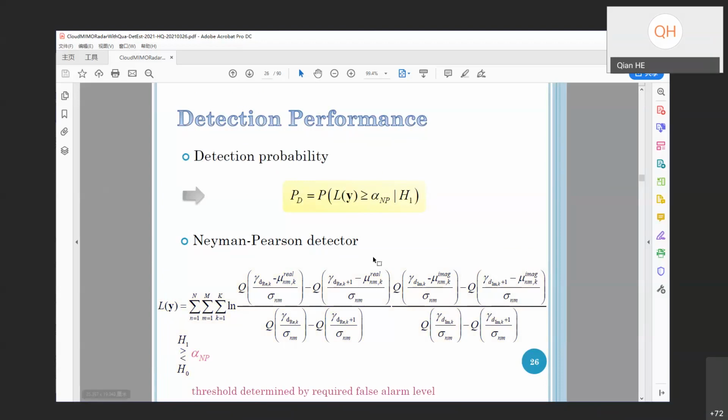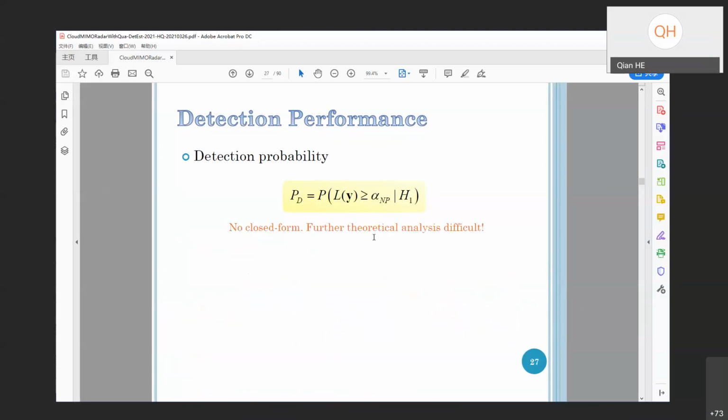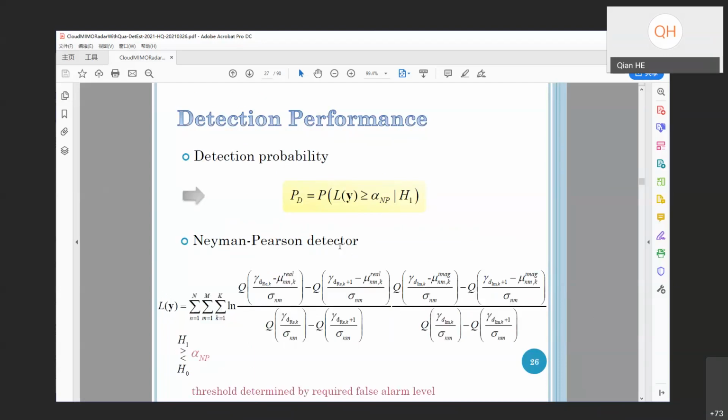So you are going to take into account the distribution of this guy, and you see this is a Q function, and your input data is somehow inside of it. It's very difficult. So you don't have a closed form for the detection probability. So that's why we're going to try to find some other ways in order to get some analytical result. Of course, if you want to do numeric evaluation, you can go ahead. It's doable. But if you want to do analytical analysis, it's very difficult.